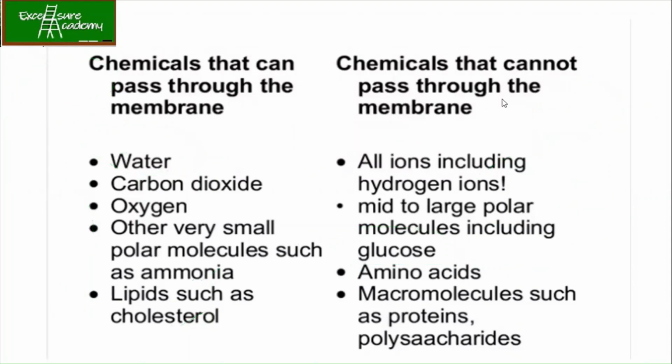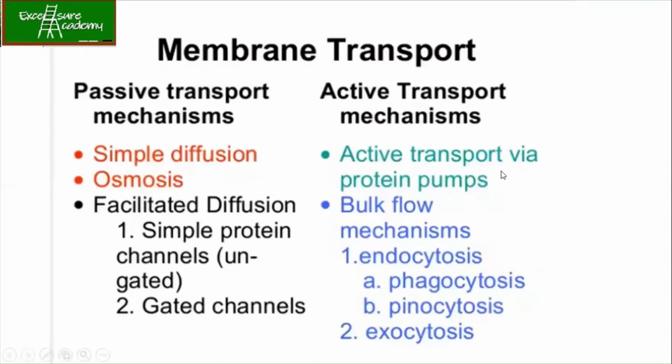Simple. Now, what are the different types of membrane transport we will be talking about? Passive transport includes simple diffusion, osmosis and facilitated diffusion. Under that will come simple protein channels, ungated and gated channels. Okay. Now coming to the active transport mechanism.